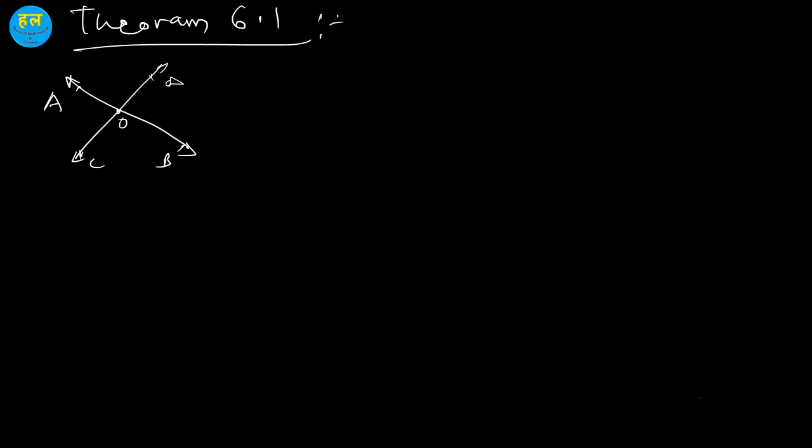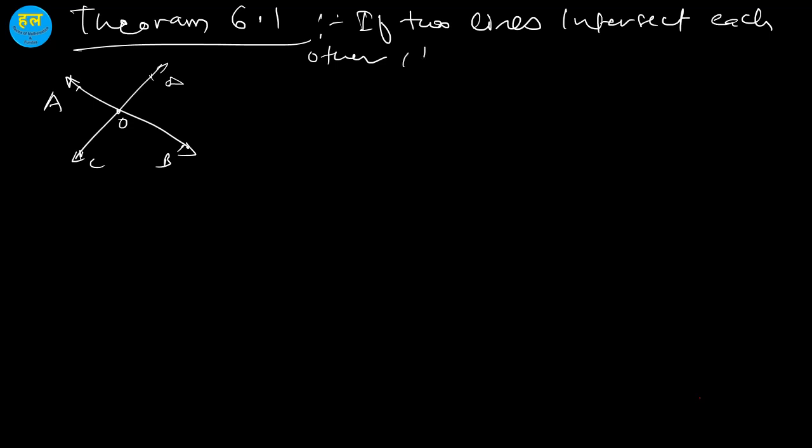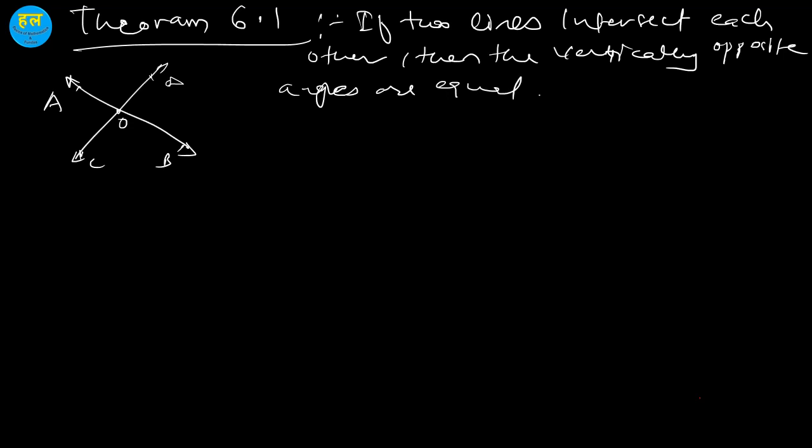What this theorem says is, if two lines intersect each other, then the vertically opposite angles are equal. Okay, let's start with the proof.